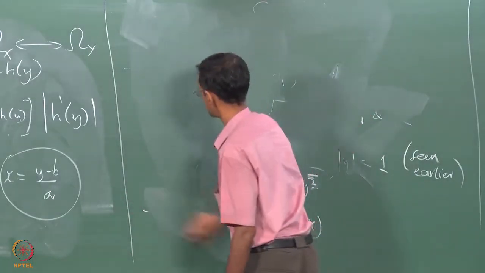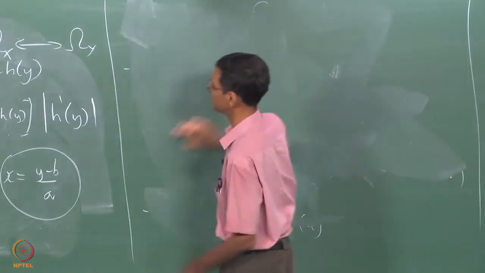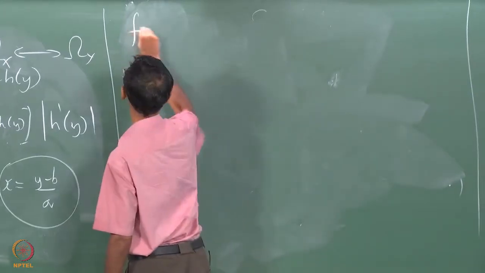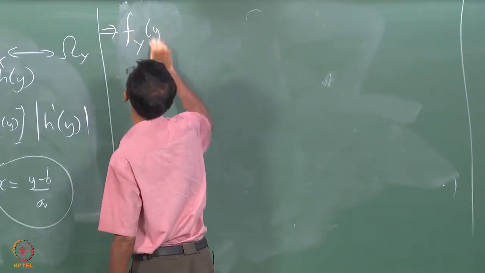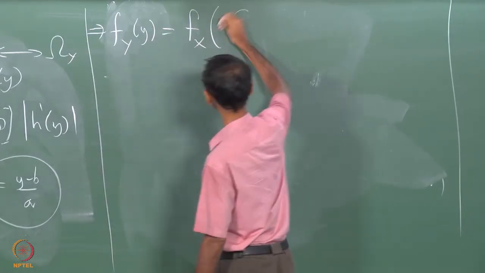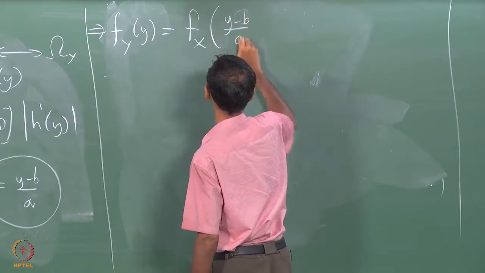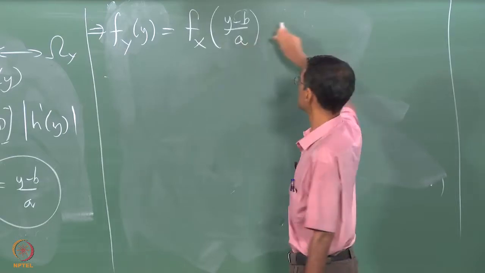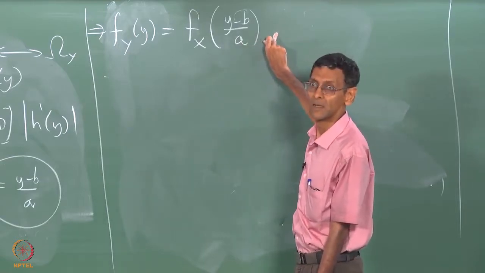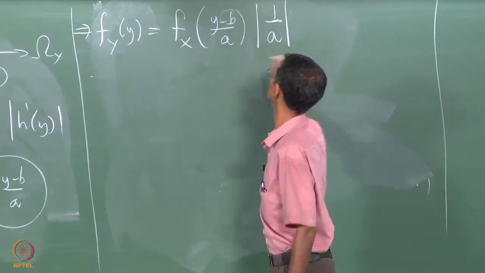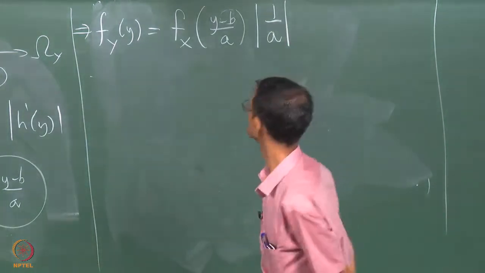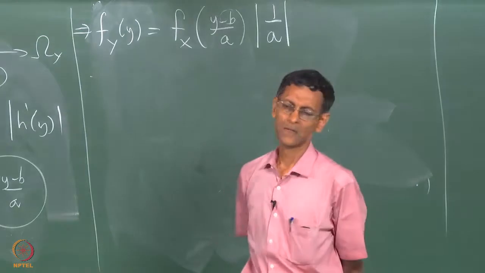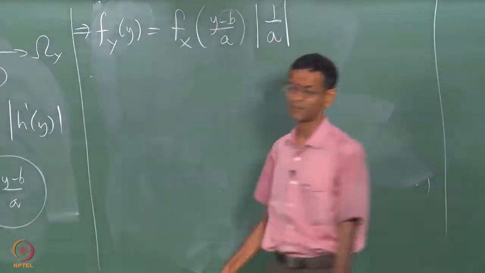What does this transformation do? Before that, let us apply this here. What do we get? What is the output density? Output PDF is Fx of (y minus b) divided by a. There is no sign here, no mod, but the mod sign will come here. So what will it be? 1 by mod a. Typically for positive a, this is just 1 by a.